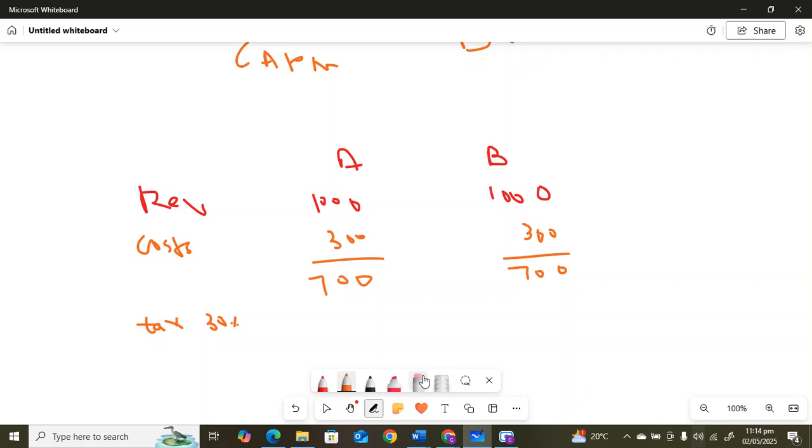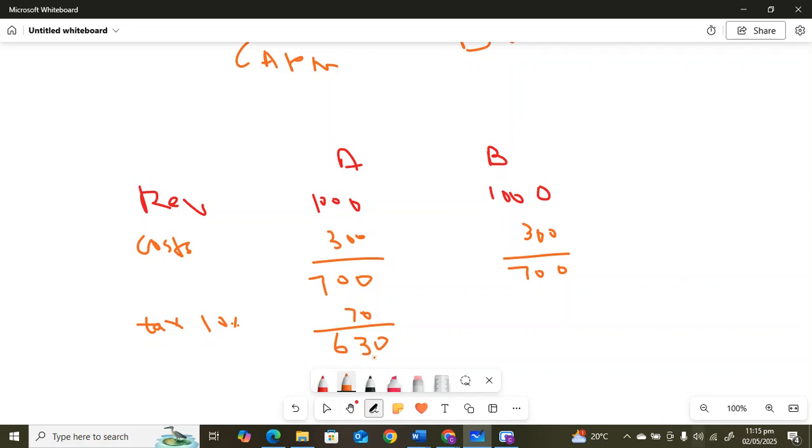Well, let's make life easy. Let's say tax is at a rate of 10%, so that I can calculate. 10% of 700 is 70. So the overall profit, 700 minus 70, that's 630 kwacha.